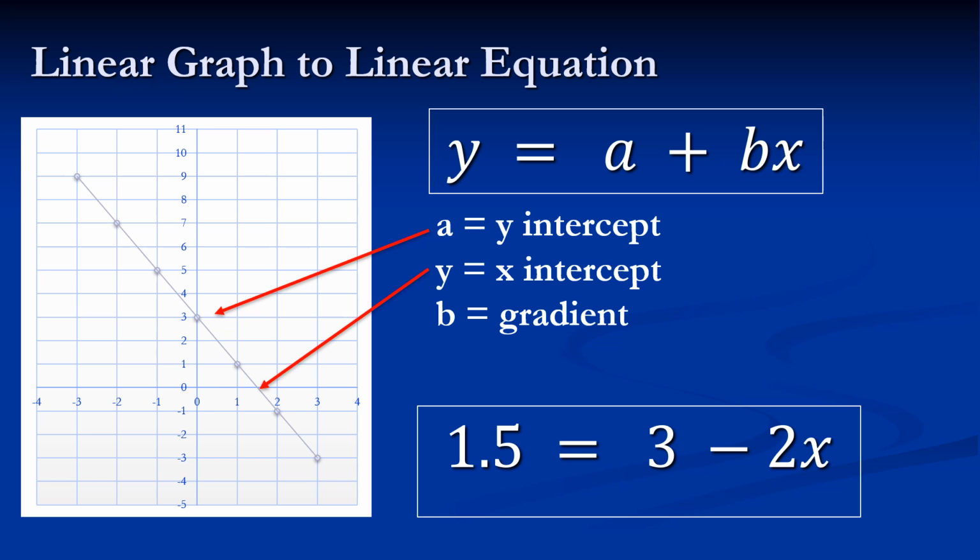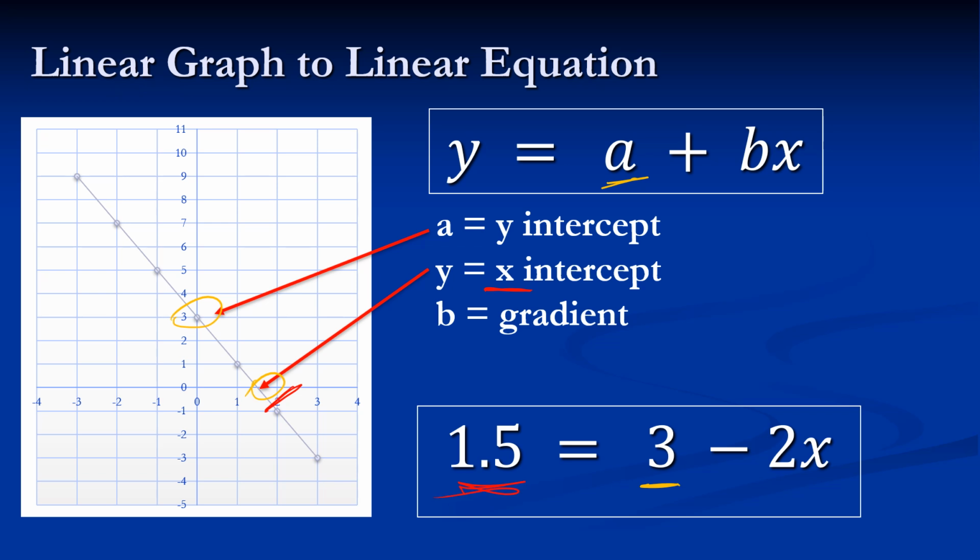So when we want to move from a linear graph to a linear equation, we just need to recognize where that graph hits the axes. Remember that this is our y-intercept, this is our x-intercept. We then put those intercepts in: our y-intercept is positive 3, so that's plus 3 there, and this one here is our x-intercept, so it goes here.